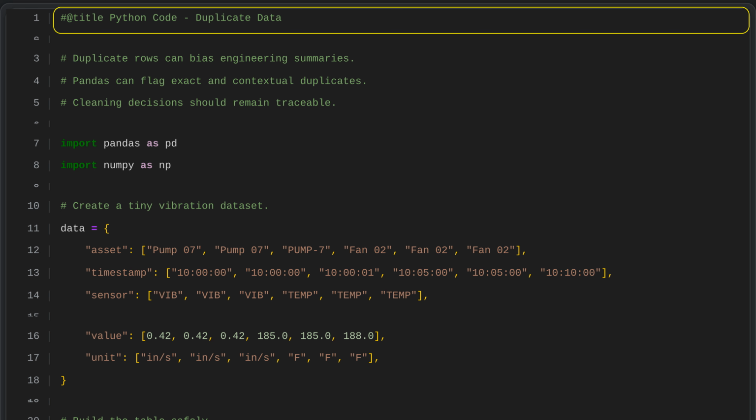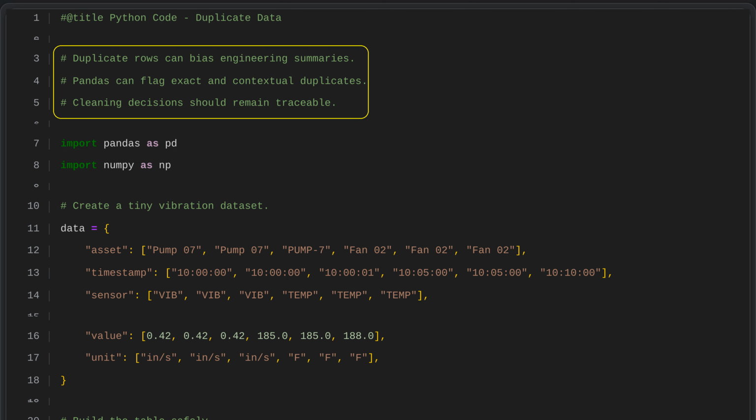Python code: duplicate data. Duplicate rows can distort engineering summaries, so they should be identified and handled carefully. Pandas can help detect both exact duplicates and duplicates based on selected context, while keeping cleaning choices traceable.